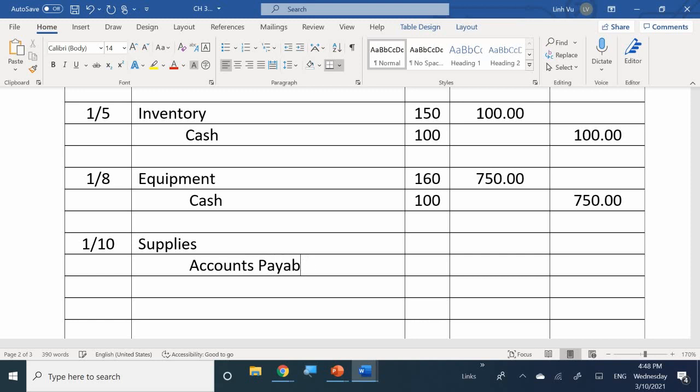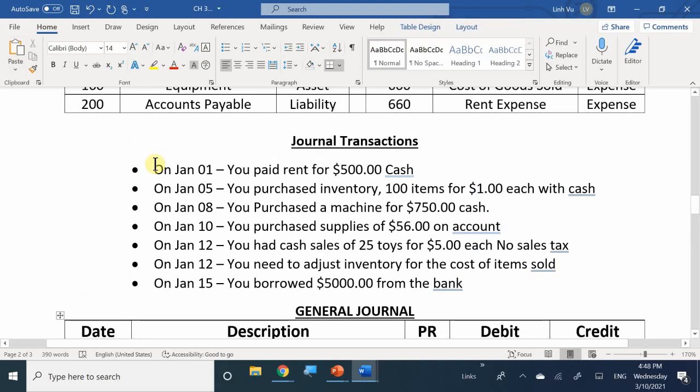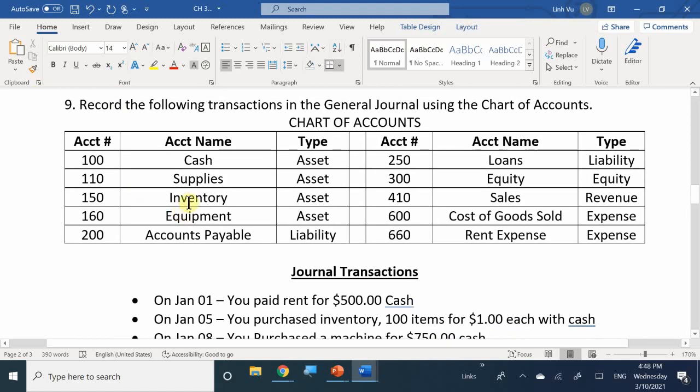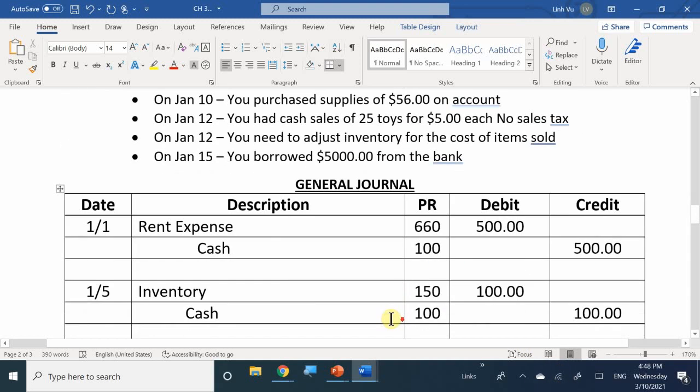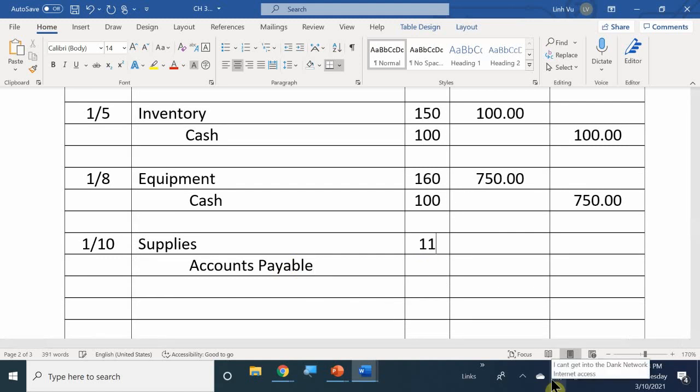Now, how much was my supplies for? How much did I make a purchase of those supplies for? $56. Okay, so let me grab these numbers here. Supplies is once again 110, and my accounts payable is 200, and we bought it for $56.